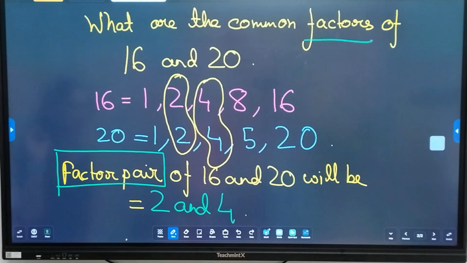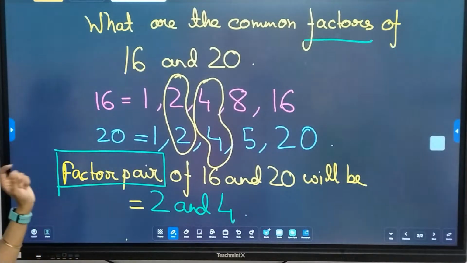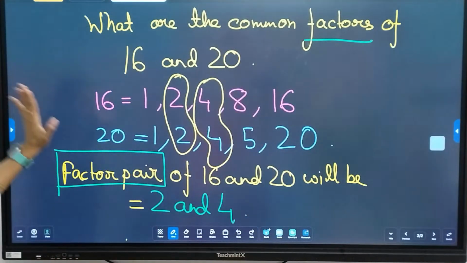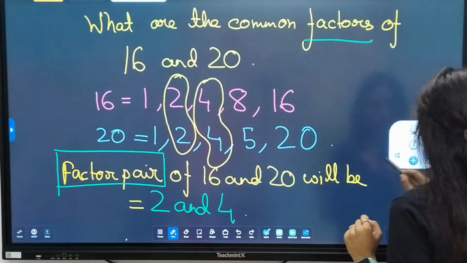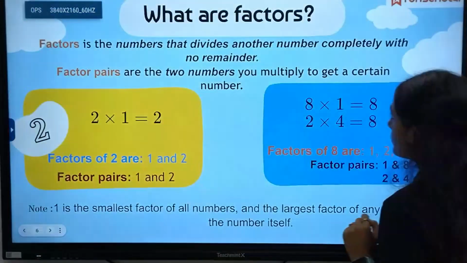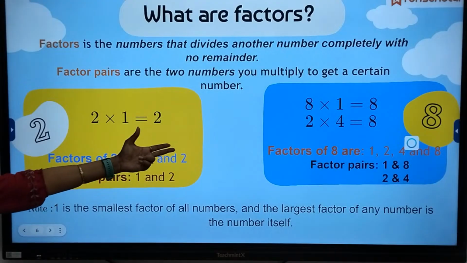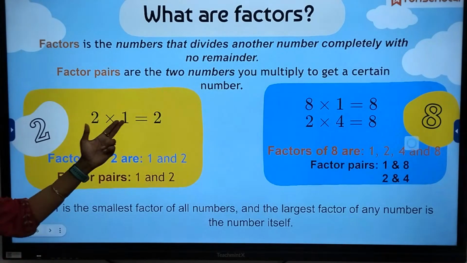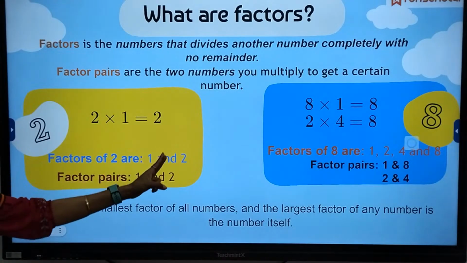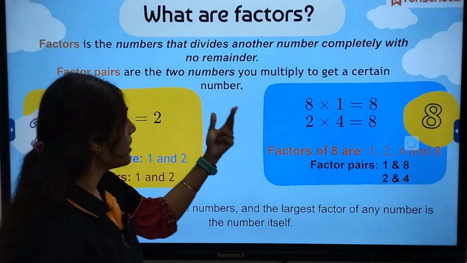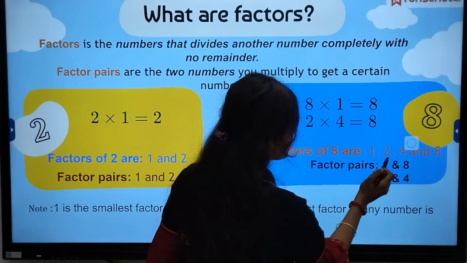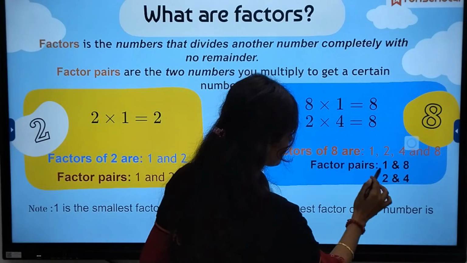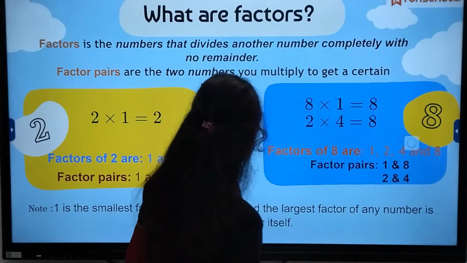Clear? Just practice. The more you practice, the stronger the grip on mathematics. This is the way I have taught you in very simple language. I hope you have understood the concept. Now just see. Factors of 2 will be 1 and 2. 2 can only be divided by 1 and 2. Now factors of 8. 8 can be divided by 1, 2, 4 and 8. So the factors will be 1, 2, 4 and 8.